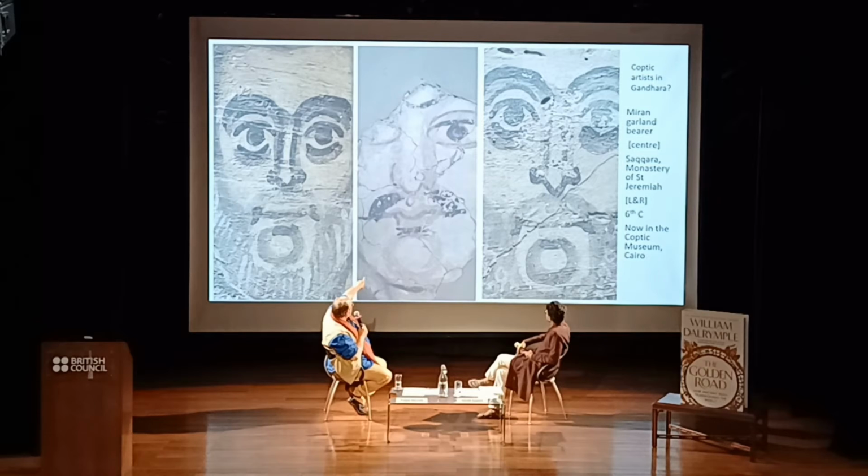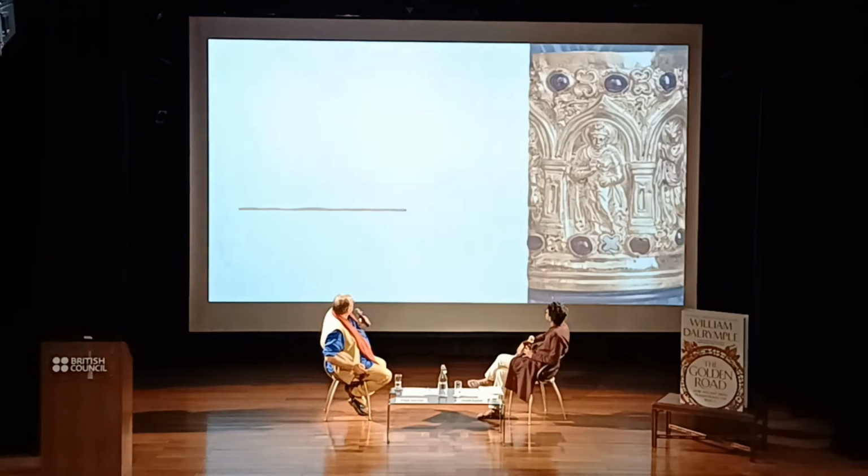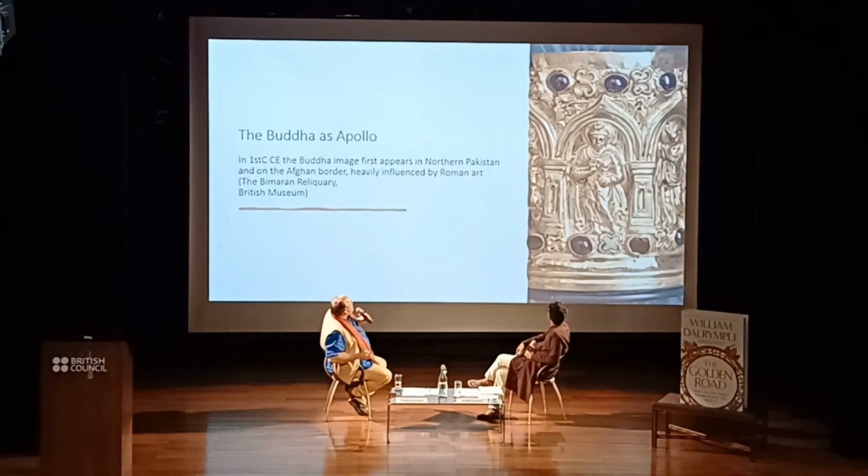In the center, we've got this amazing mural from Miran, which is now in the National Museum. Left and right are Coptic faces of saints in the Coptic Museum in Cairo, but originally from the monastery of Saqqara. But look specifically how they do the chin, this circle. It's a very unusual way of depicting a face, but it's there in Gandharan art and it's there in Coptic murals.